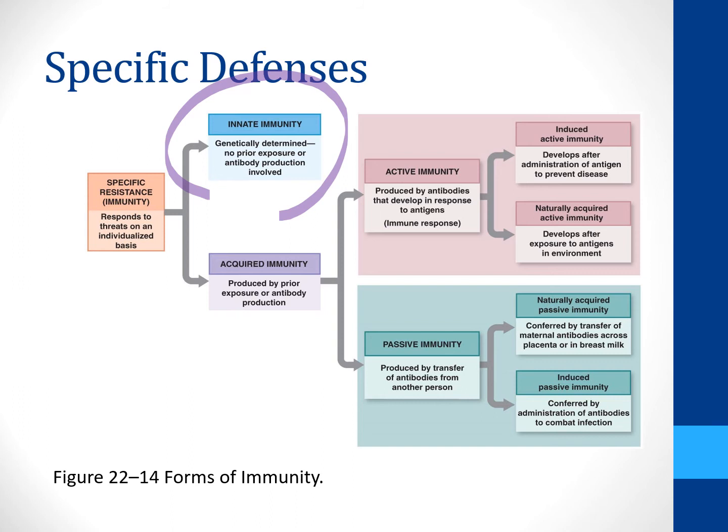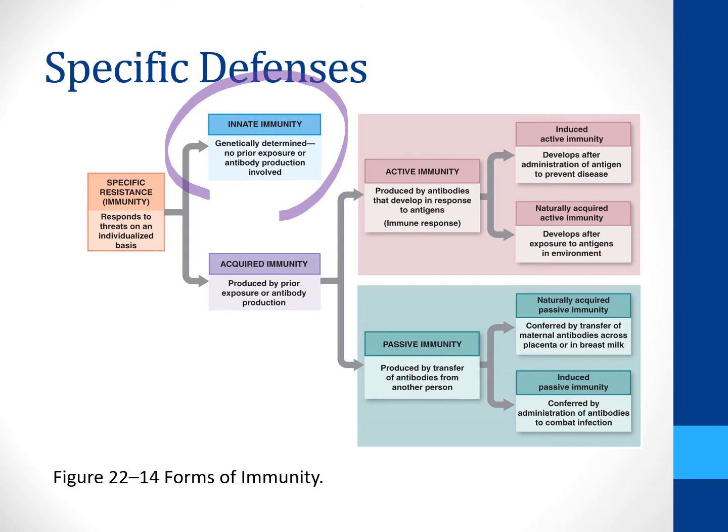Active immunity can be acquired in two different ways. It can be induced active immunity, which is artificially acquired active immunity, and that is through the administration of vaccines. And then naturally acquired active immunity is developed after exposure. So if you have the chickenpox vaccine, you have artificially acquired active immunity, whereas if you have chickenpox as a child, then you have naturally acquired active immunity.